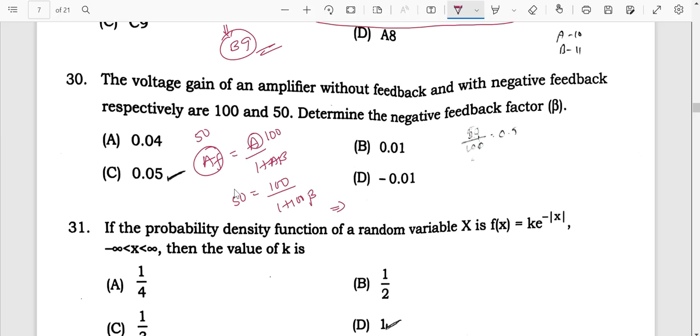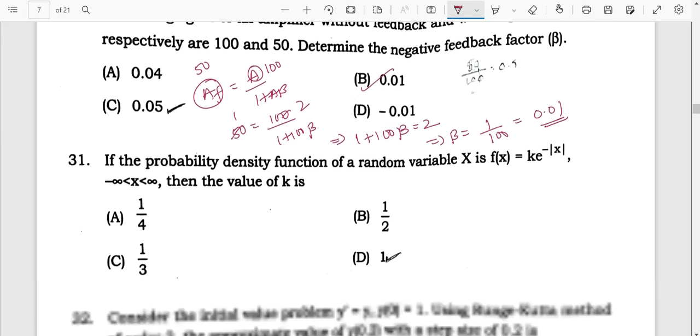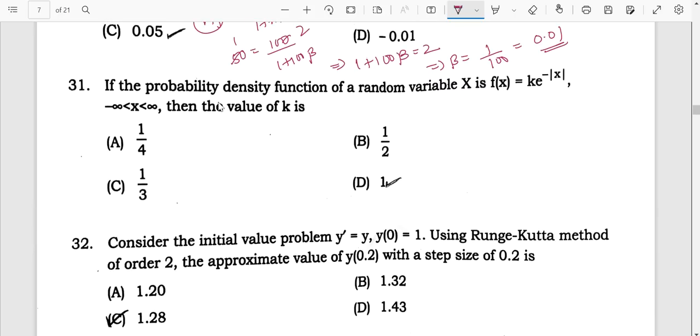So substitute here the beta value. So simply 1 plus 100 beta is equal to 2. Beta value will be what? 1 by 100, which is nothing but 0.01. Answer is B. Next one, the probability density function of a random variable x is f of x equal to k into e power minus mod x, minus infinity less than x less than infinity, then the value of k is 1 by 2 here.